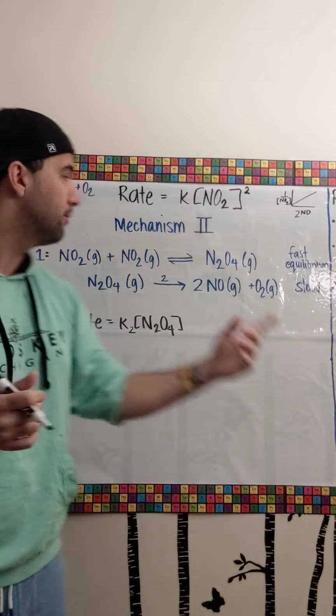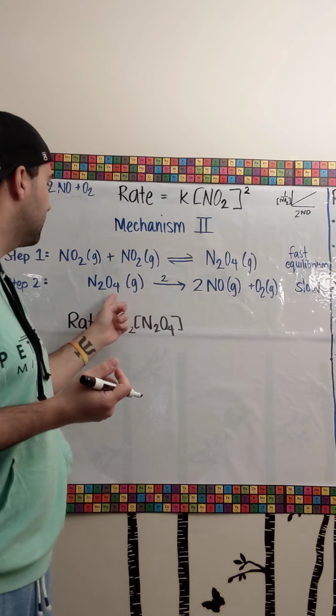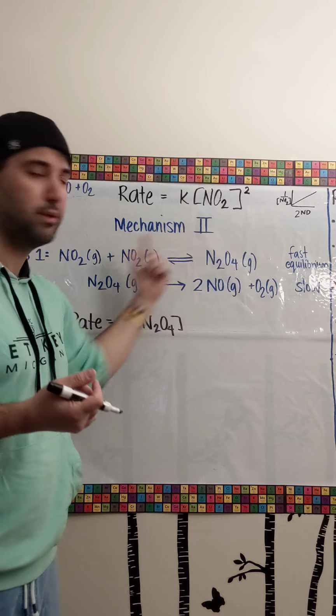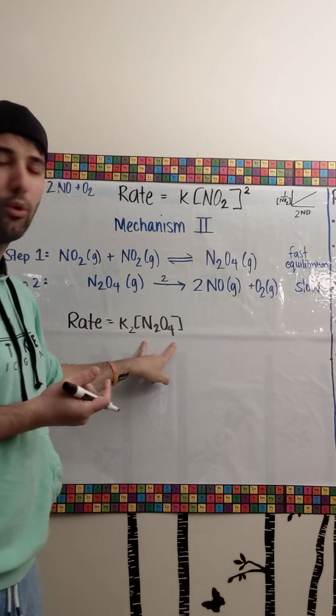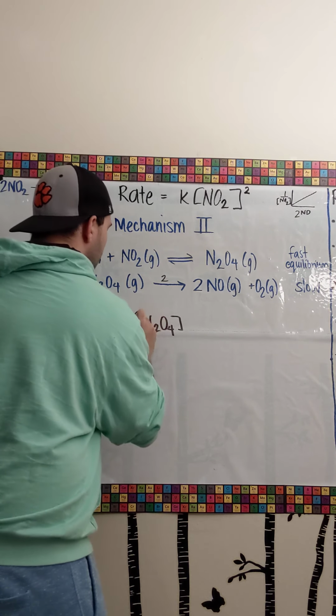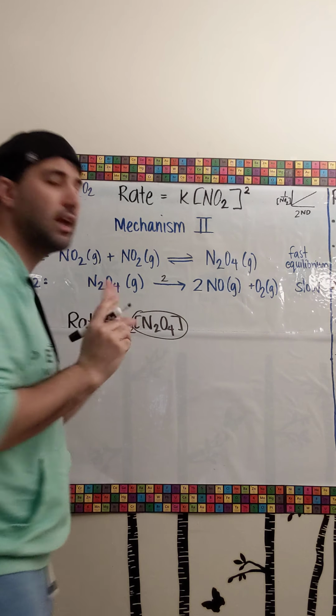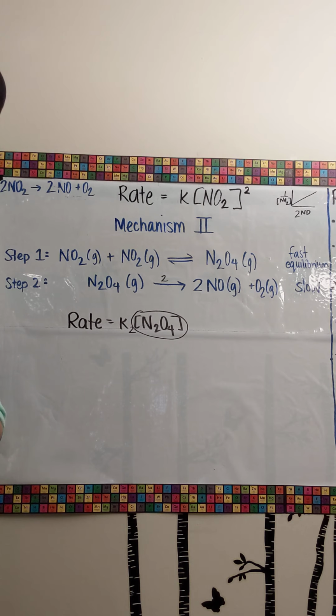If you want to know why, these concentrations are going to be hard to determine because not only is it being used up, it's being made, used up, and made. It's going to be hard to get that concentration. So I cannot and don't want to include an intermediate in my rate law. I have to somehow get rid of brackets N2O4. So how am I going to do that?